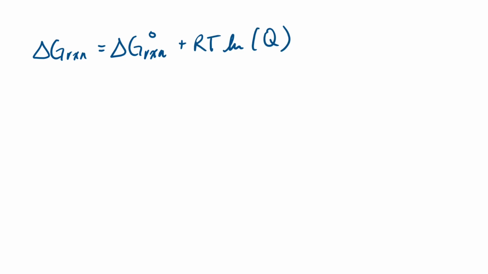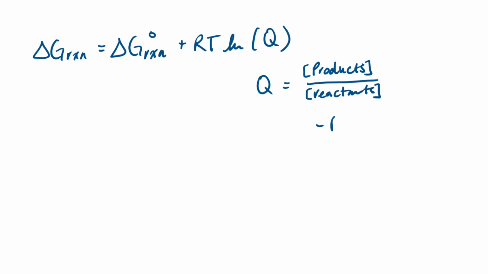And we can rewrite that whole mess as delta G of the reaction equals the standard Gibbs energy of the reaction plus RT ln of Q, where Q is the concentration of the products over the concentration of the reactants, raised as necessary to their stoichiometric values, and this can be either partial pressures or concentration of dilute solutions.